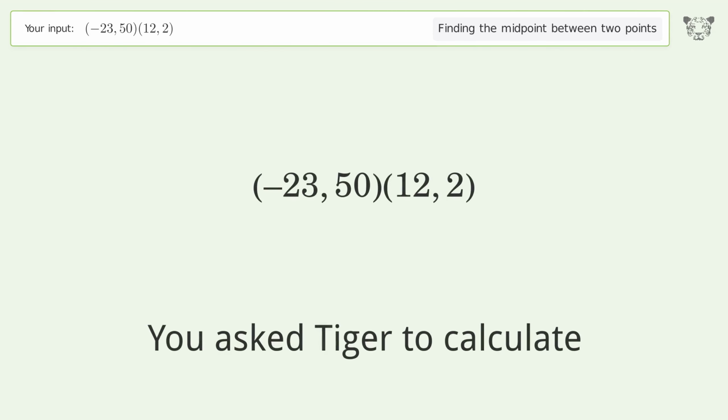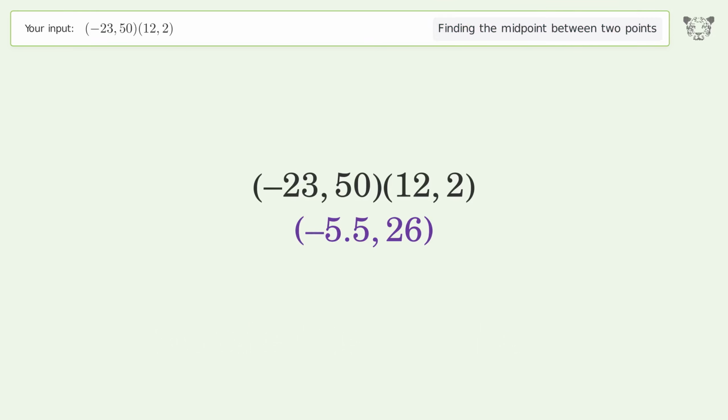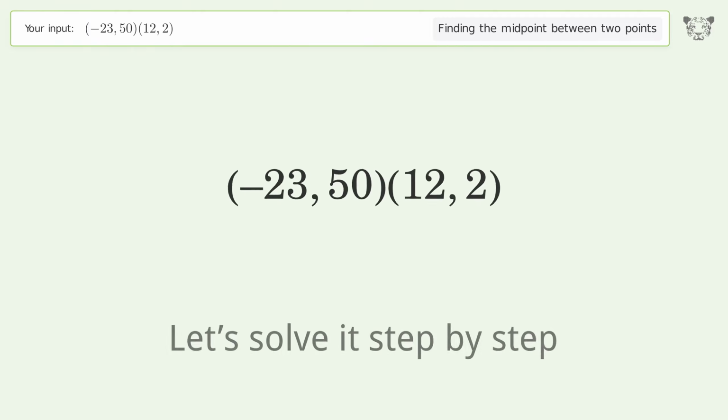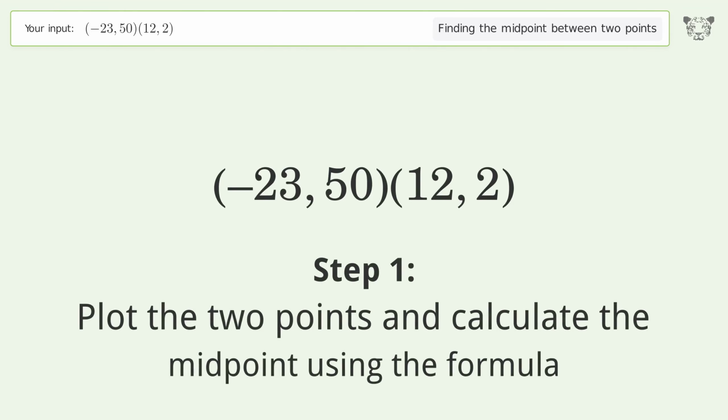You ask Tiger to calculate. This deals with finding the midpoint between 2 points. The midpoint between the 2 points is -5.526. Let's solve it step by step. Plot the 2 points and calculate the midpoint using the formula.